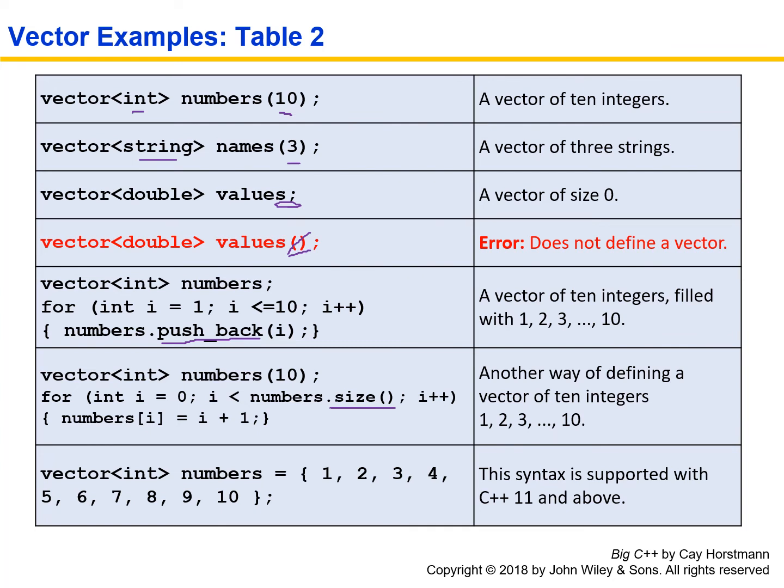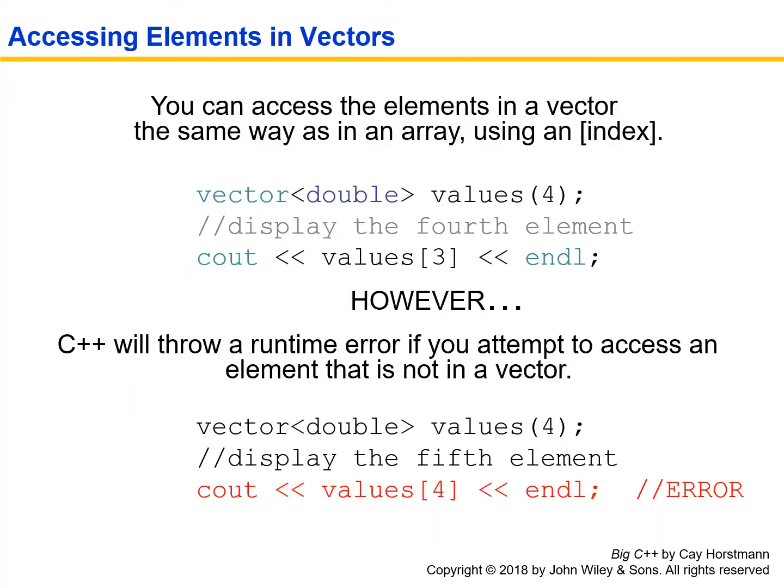And finally, you can use the same initialization sequence or syntax that you use with arrays with a vector. If you want to start it with a list of values, you can say vector int numbers equals and put your list of initialization values in curly brackets. You can access the elements in a vector the same way as in an array using a square bracket index.